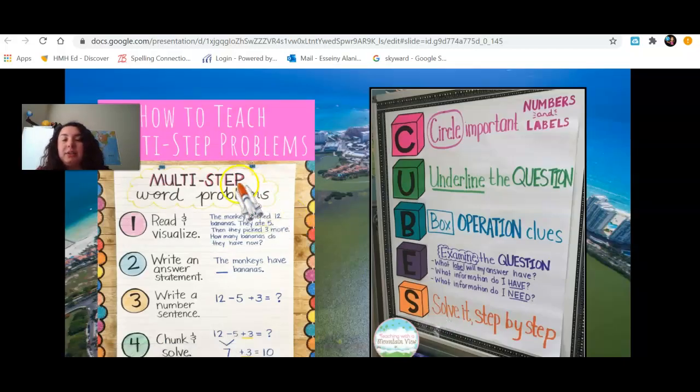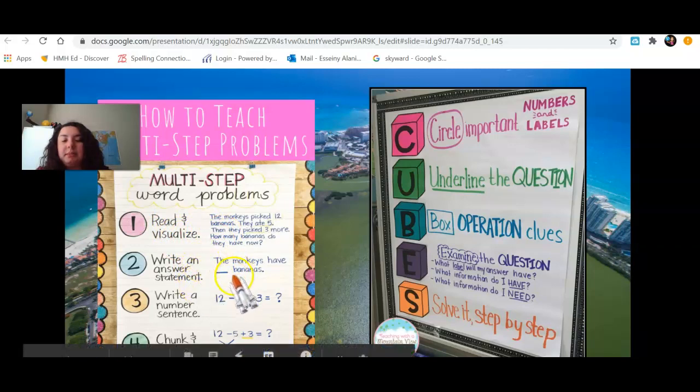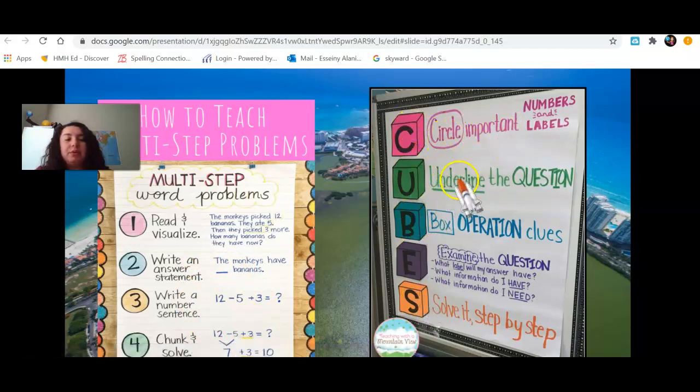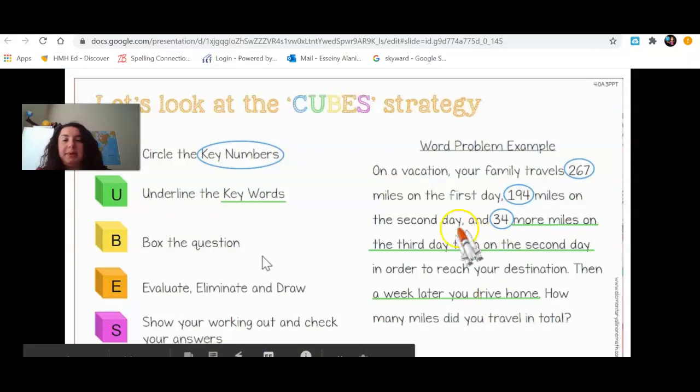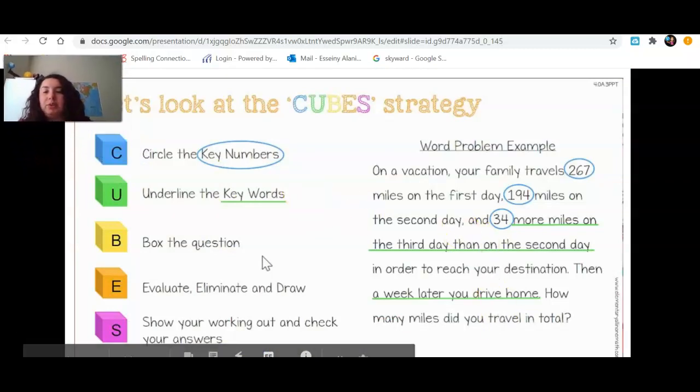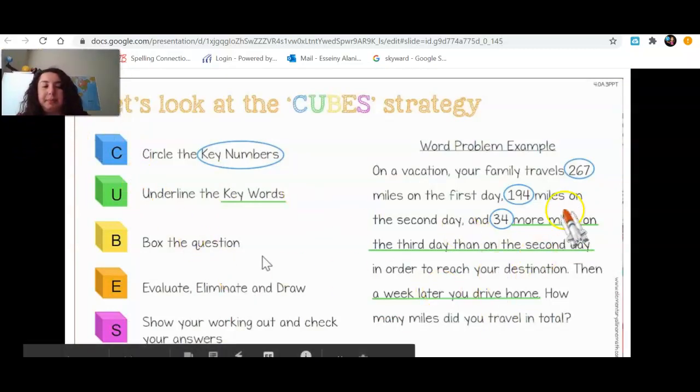These are how we're going to solve multi-step problems. Remember, we read and visualize the problem first, write an answer statement, write a number sentence, and then we solve it. And we can also use the acronym CUBES: circle important numbers, underline the question, box operation clues, examine the question, solve it step by step. And this is what the CUBES look like in a problem.